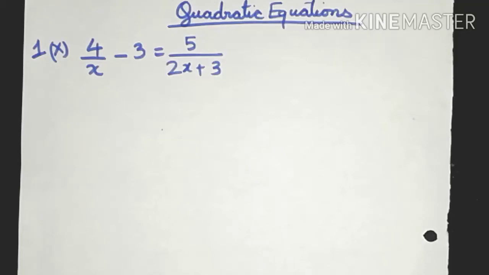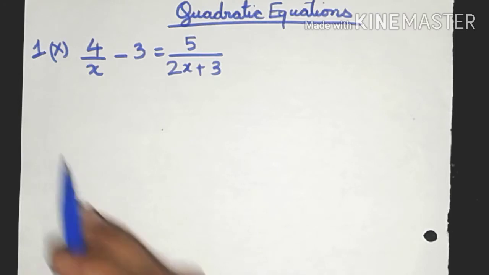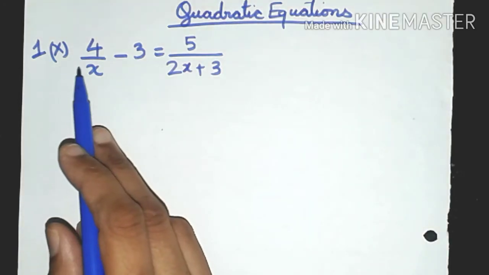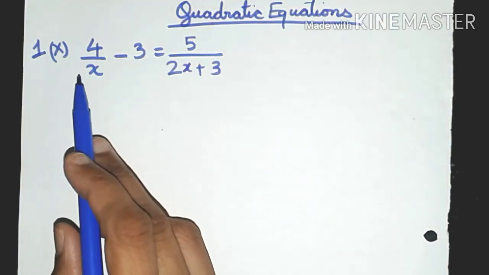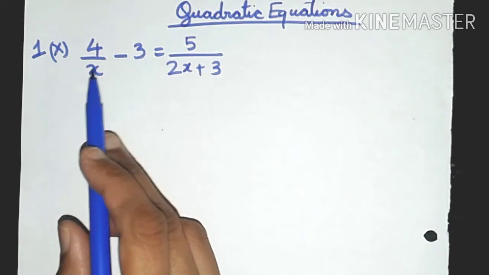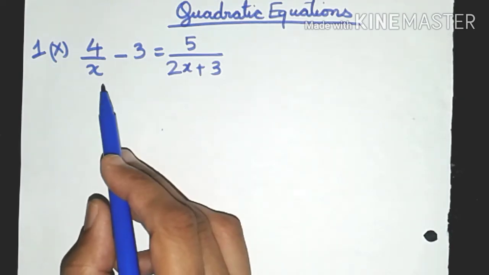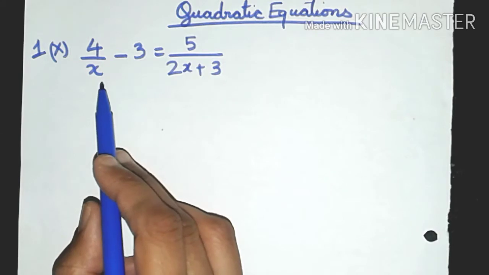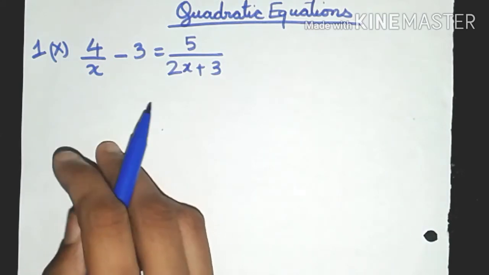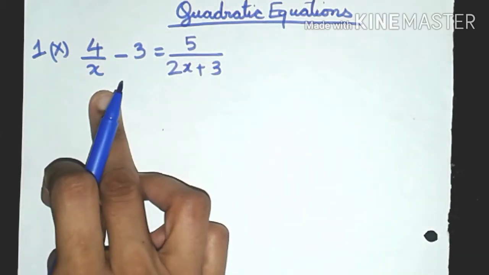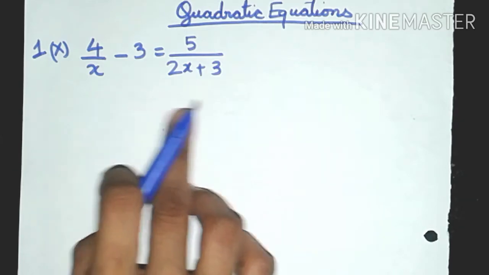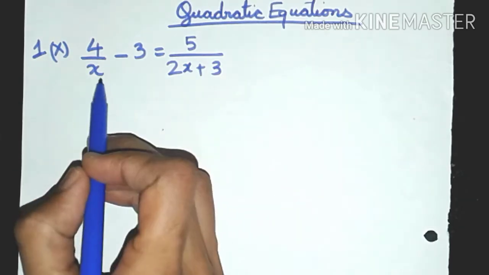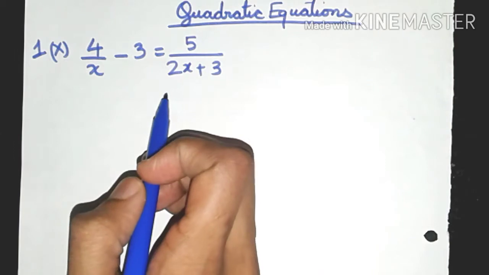So we continue with exercise 5D. First question, 10th part. We have to solve the quadratic equation using the formula method. This is the equation. As you can see, this is not in the standard form of the quadratic equation, is it? No. You can't even see if there is an x square term also. In fact, the x terms are all in the denominator.